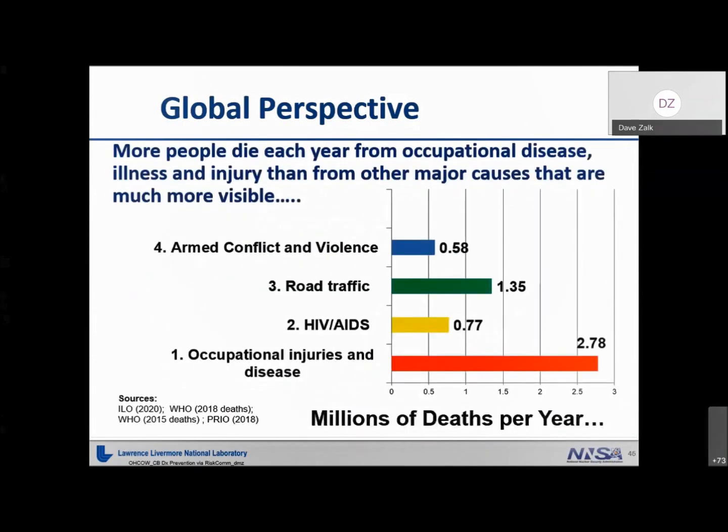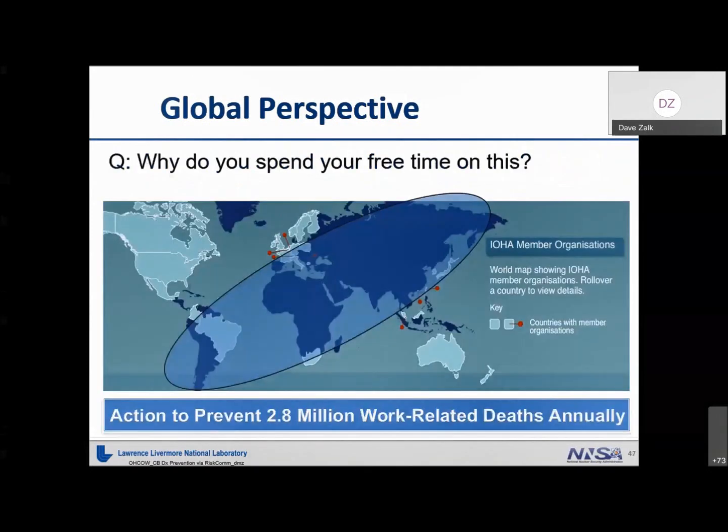I guess the answer is they're not, because we have about 2.8 million deaths per year related to occupational disease and injury. And if you take the more major ones that are out there, this is something that we really have to make sure that we understand. You can add those other three together, it still doesn't add up to where we are with occupational injury and disease. So we do want to make sure that something is done to address this very, very necessary issue.